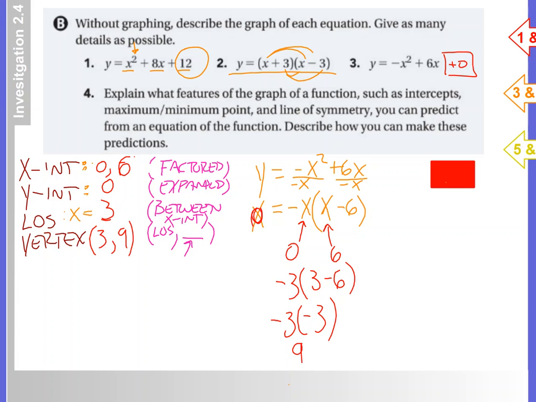Now, of all of these, this is the only one that opens down. These two both open up. And the reason for that is because the x squared is negative. So if you have a negative quadratic term, then you will get a parabola that opens down. A positive quadratic term has a parabola that opens up.